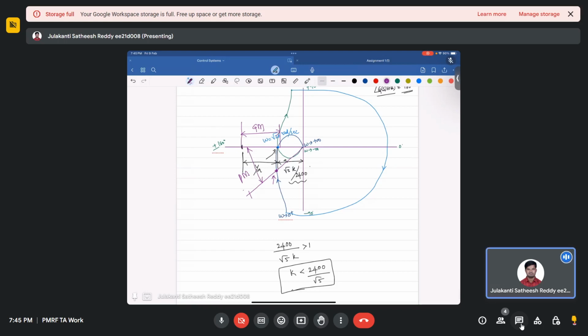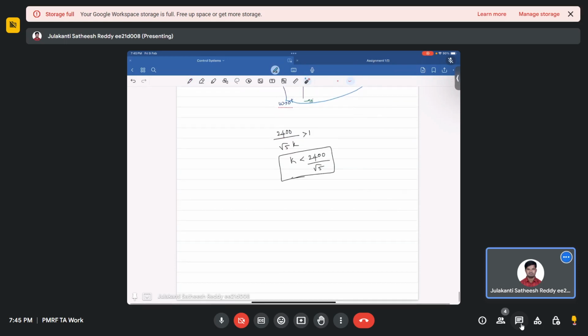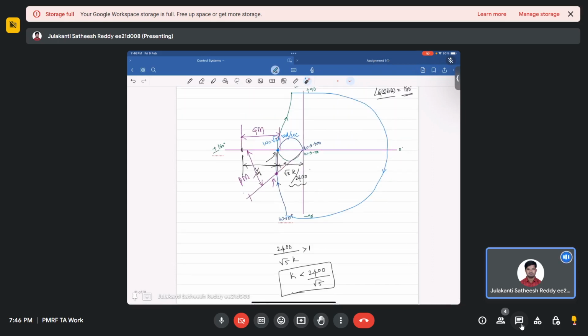So this line, you see that, right? This is the line. Exactly at one frequency it crosses it. Its magnitude must be one. At that frequency, the phase you have to calculate, and that phase you should determine with reference to the 180 degree line.